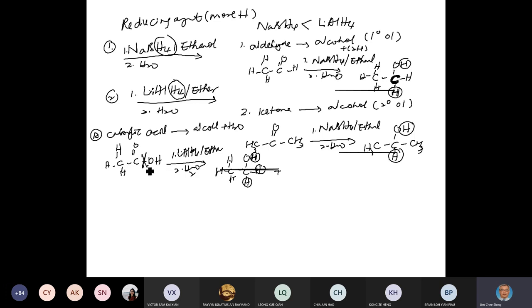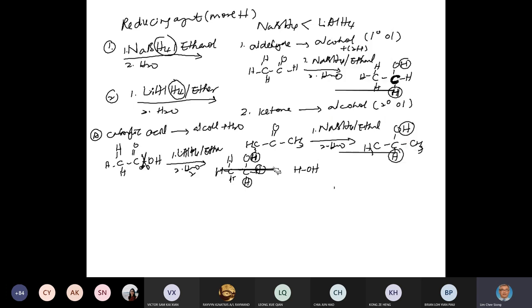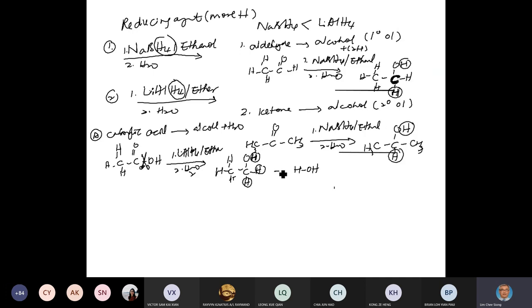I put scissors, scissors. So finally, they are able to form HOH. Separated, a water molecule will be formed. So you can see that totally 4H will be going for the aldehyde, to form the 2M product. Here, H1, H2, H3, H4.